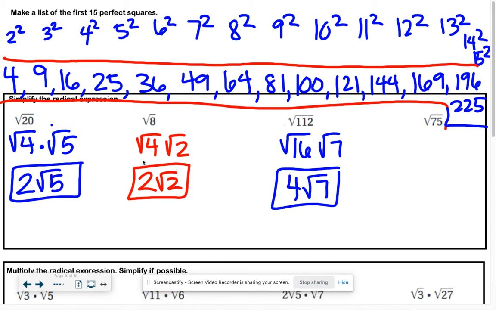Oh, you just multiply. Did we get 25? Yep. What's 25 in the first one? How many times does 25 go into 75? 3 times. And what's the square root of 25? 5. So 5 root 3.